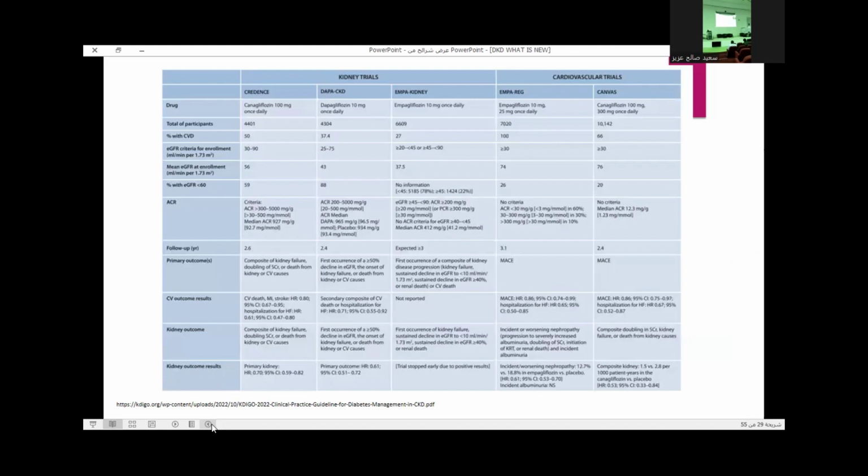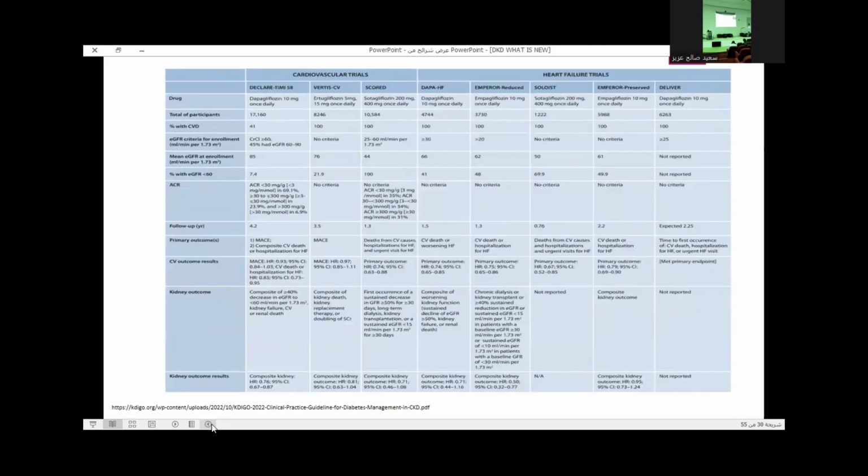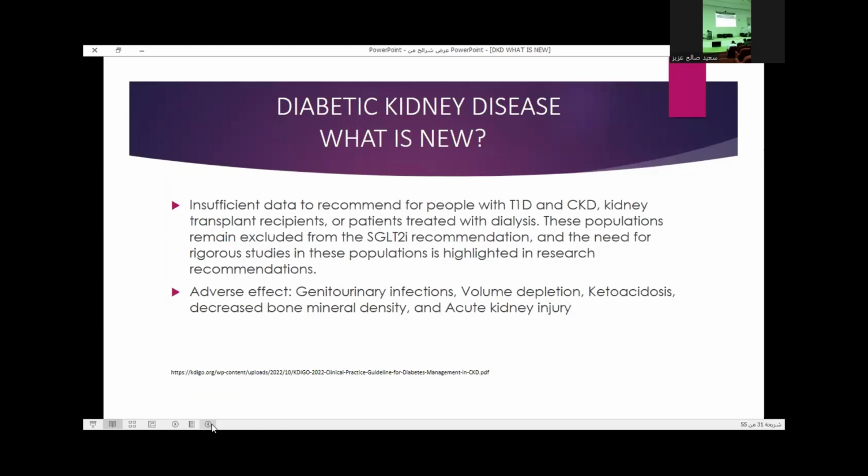So here are the many clinical trials done related to the kidney, related to the cardiovascular system, and related to the heart for this medication. But we still have insufficient data for patients such as those with type 1 diabetes who have chronic kidney disease, patients who have a kidney transplant, or patients who are on dialysis, because this population is still excluded from all of the trials done. But given all the benefit this medication has, we urge further research in the future looking for the benefit of this drug in this population.